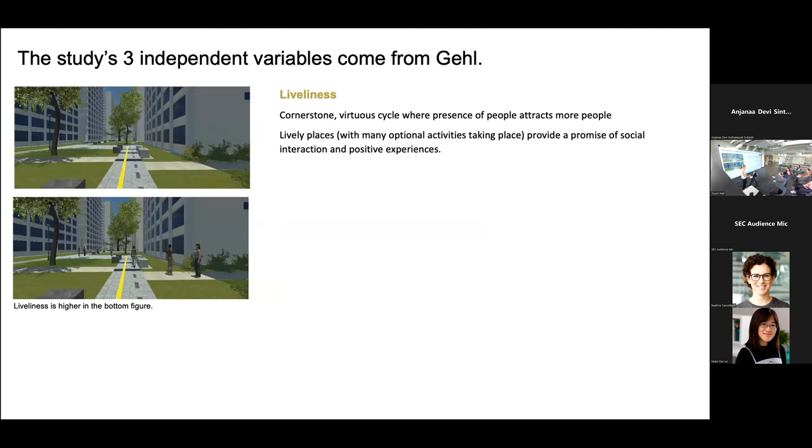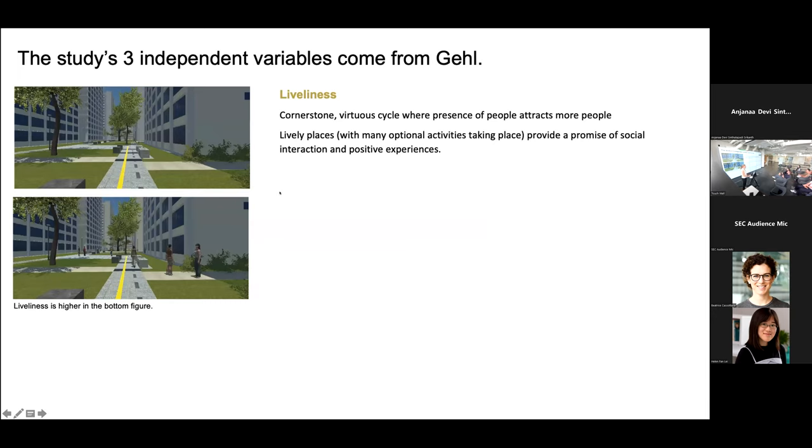And the first feature that we looked at was liveliness. So on the left, you can see that there are two environments in the virtual reality experiment. One has basically no people and the other one has several people. So this one is more lively and it has people walking around and chatting. So they're not just rushing off somewhere.